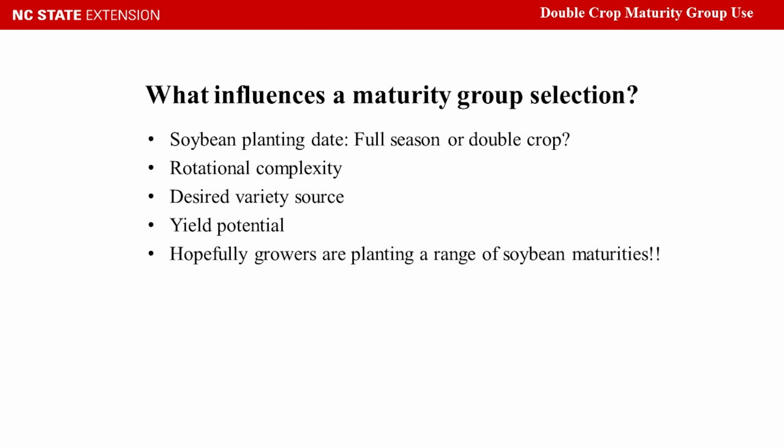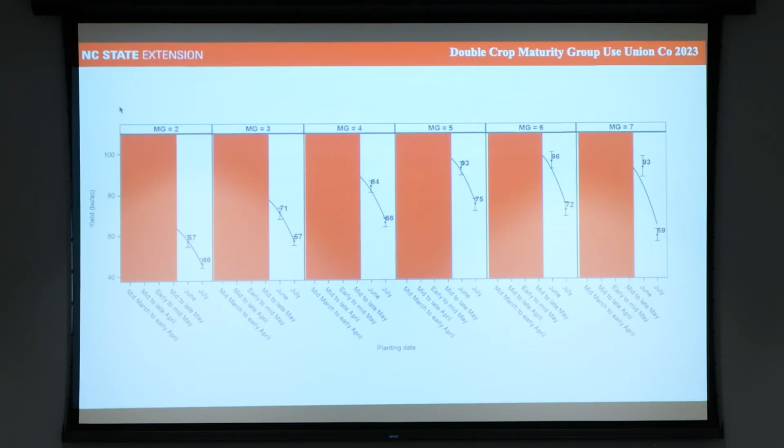Yield potential. So there's a variety of things that can influence maturity group decision making, and I will say, going into this research, one of the reasons we were looking at maturity group selection in late planting situations is because growers out of Union County were vocal about wanting to know what the best maturity group is to plant in a double crop situation. So I'm going to show you some data on that.